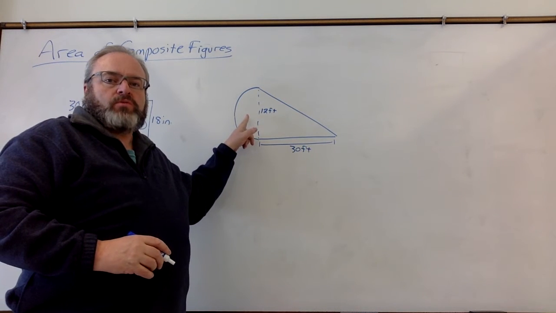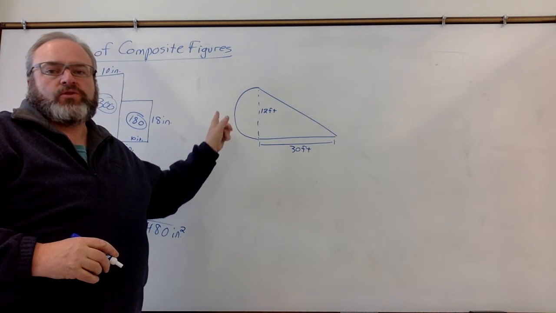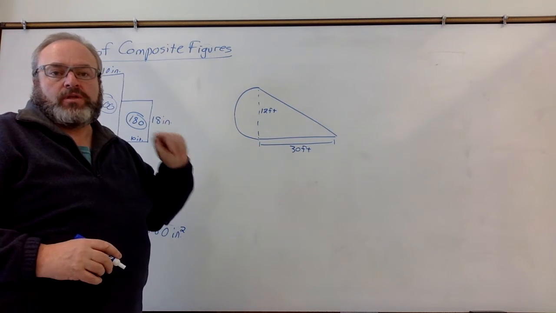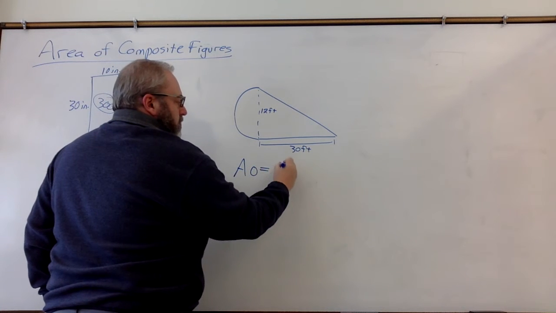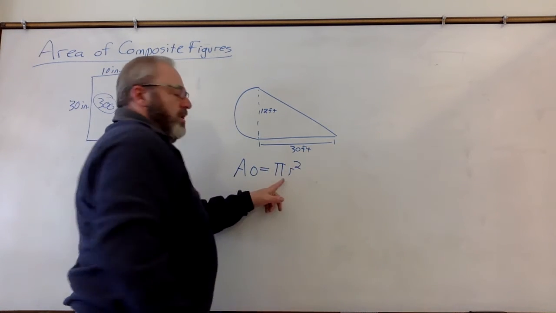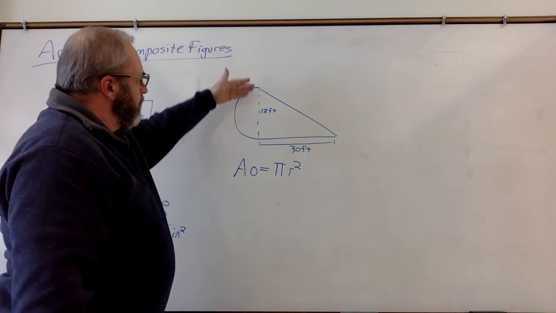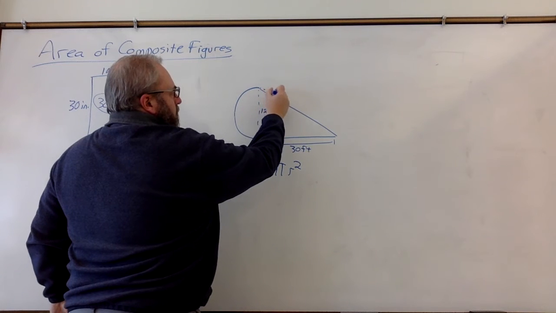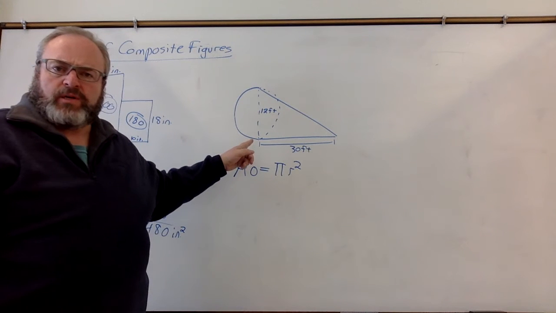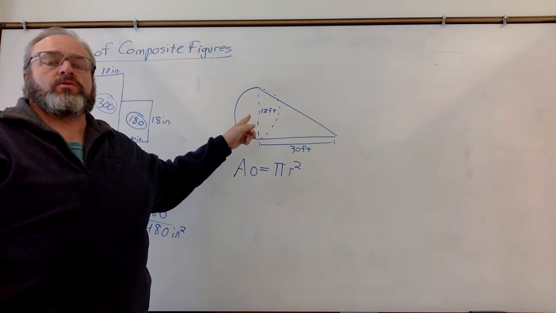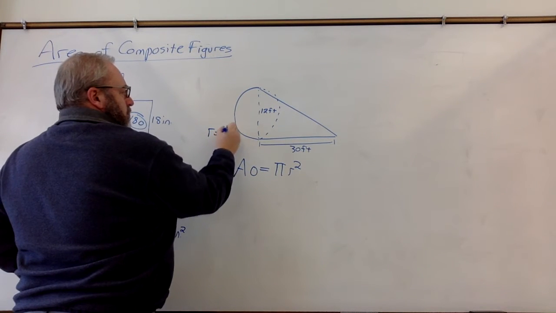Okay, so let's start with the half circle. In order to find the area of the half circle, we have to first find the area as if it was a whole circle and then divide it in half. So the area of a circle is pi r squared. We've done that one just recently. But if this is the circle and there was a half circle that went all the way around here, 12 is not the radius, it's the diameter. So to get the radius, we have to divide that in half. So the radius would be 6 feet.